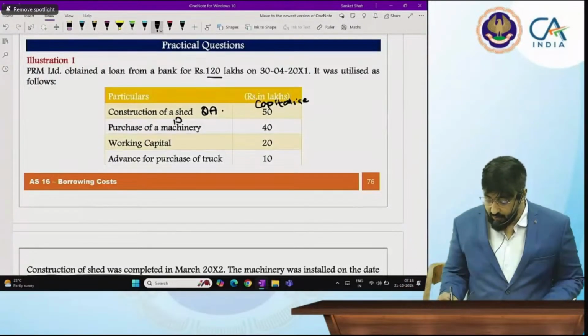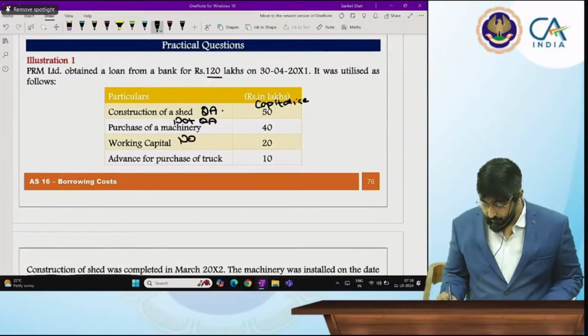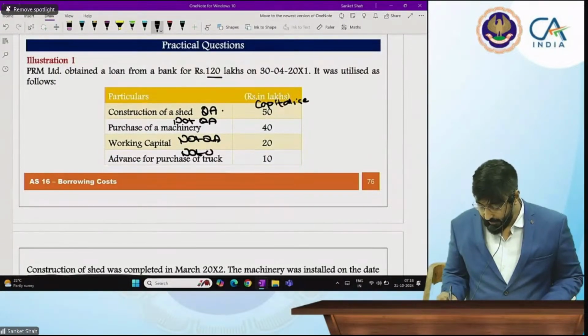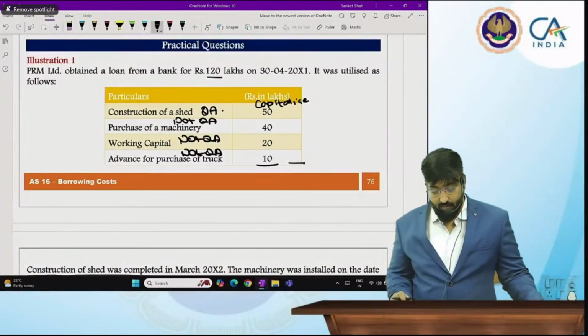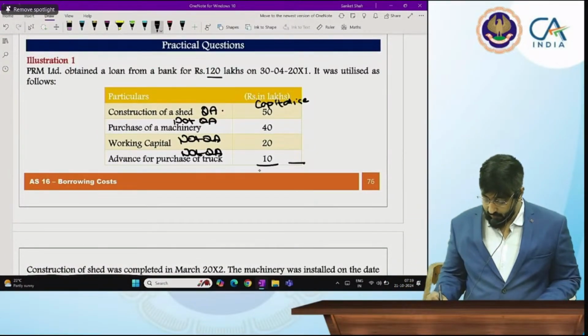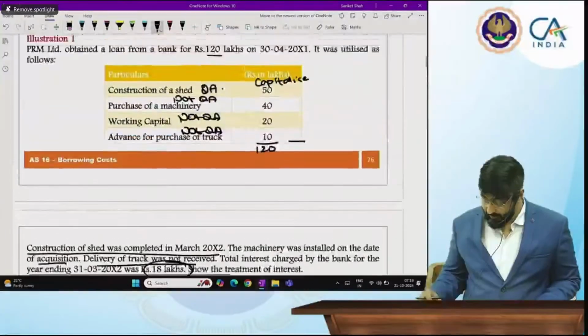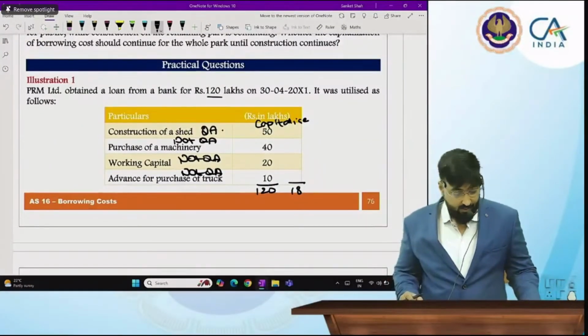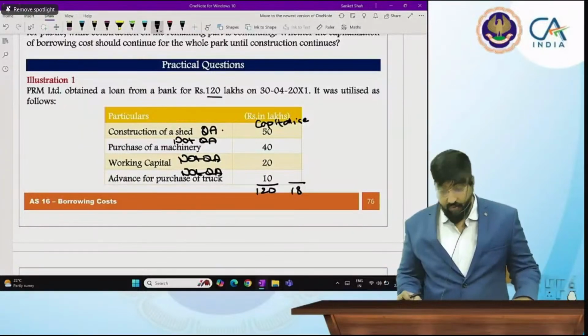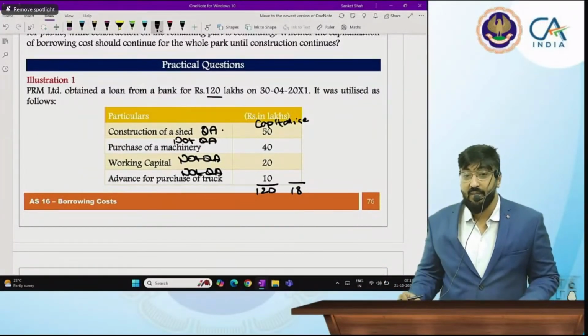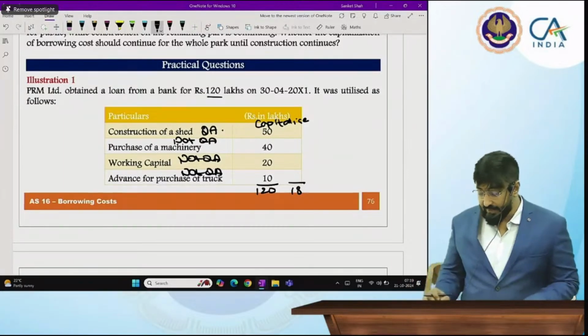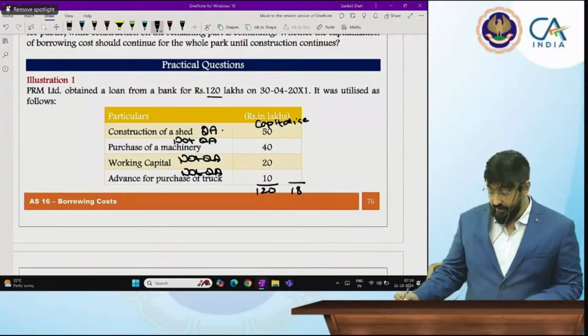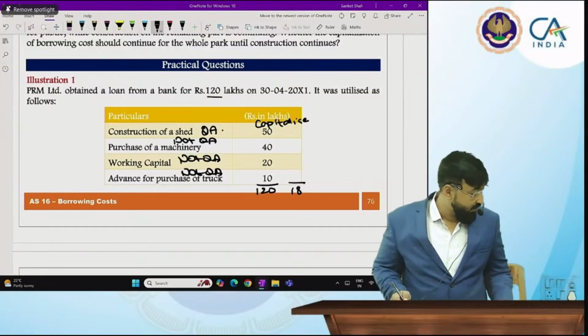Purchase of machinery is not a qualifying asset, correct? Yes, sir. Now what is the total of this amount? 120. 120, correct? And what is the total interest? 18. So total interest is 18 lakhs and 120 is your rupees in lakhs, correct? Now tell me, how are you going to divide this 18?